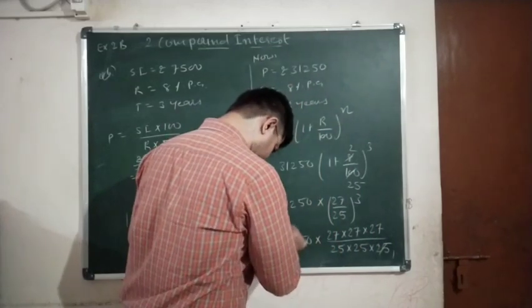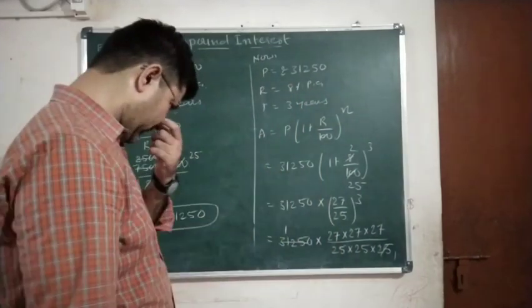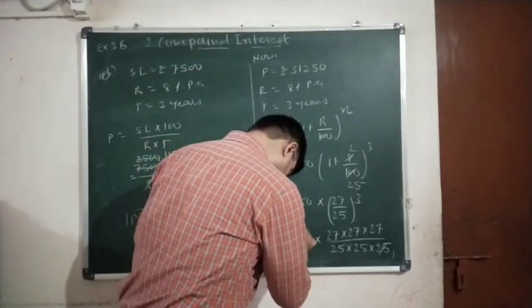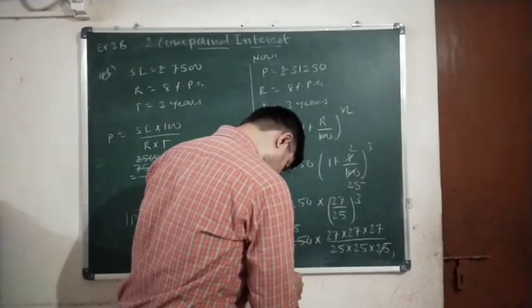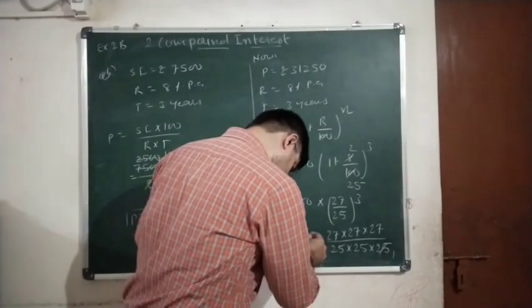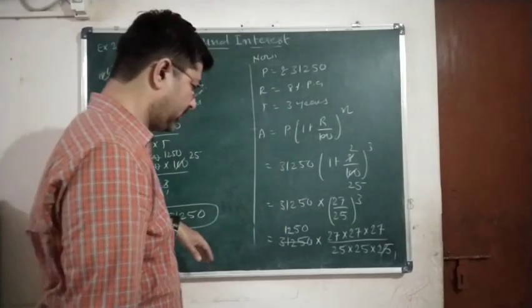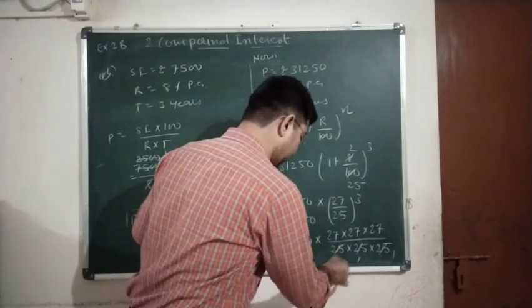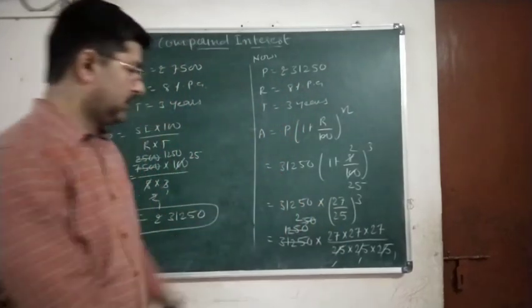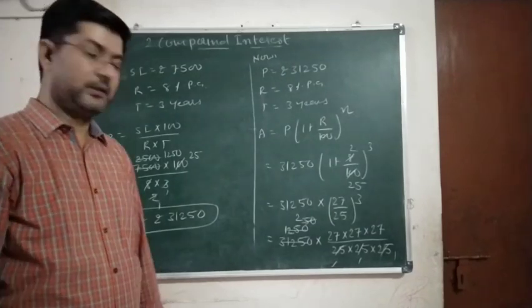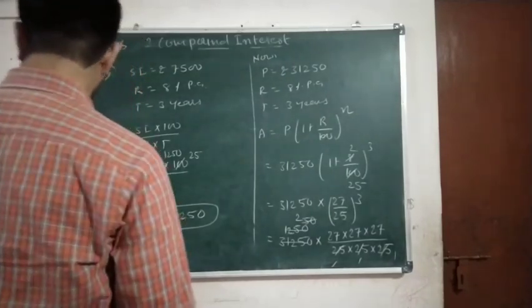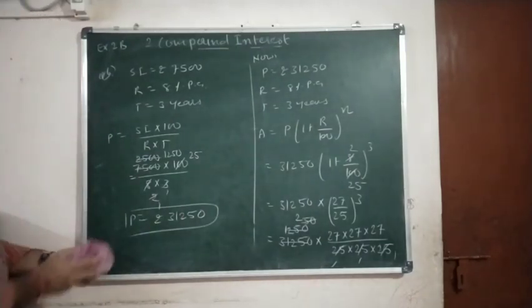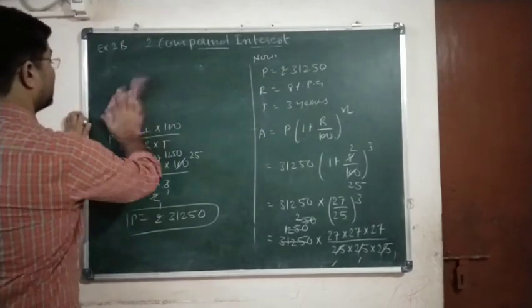Okay, 25 1s are 25, 25 2s are. Okay, so 1250. Again 25 50s are and 25 2s are. Clear? Now 27 into 27 into 27 multiplied by 2. Clear? So now let us complete the remaining part over here.